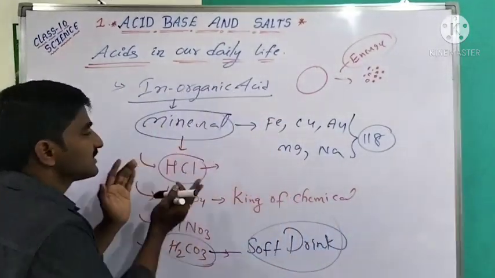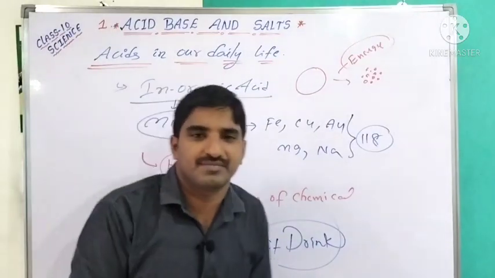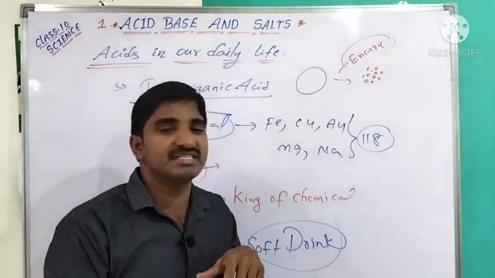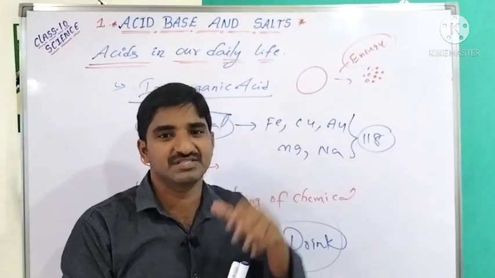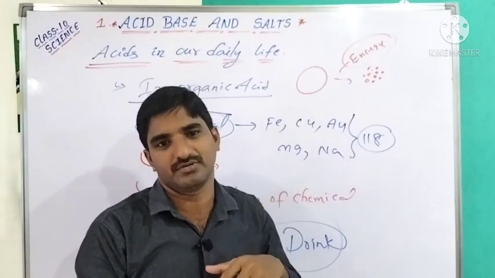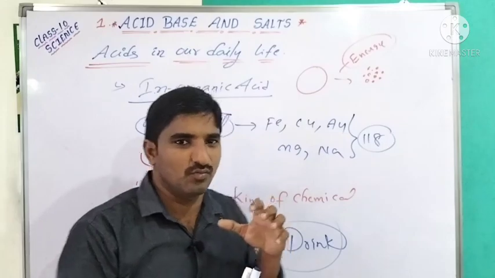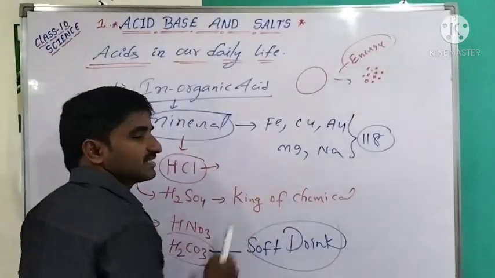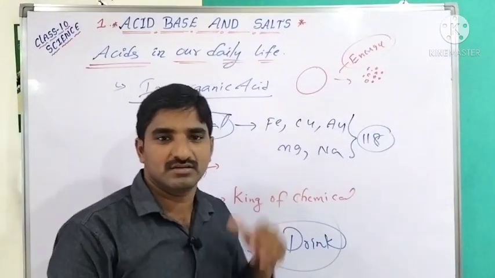Here is some familiar example: vinegar. Vinegar is used for food materials. Vinegar means acetic acid; another name for acetic acid is vinegar. When 5 to 8 percent acetic acid is dissolved in water, that is called vinegar.